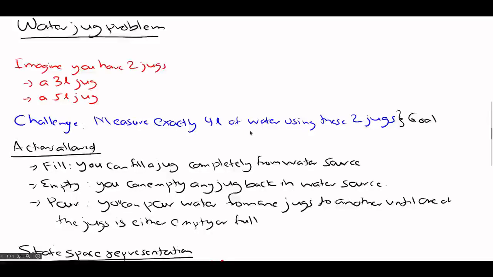We'll break down our problem step by step. First of all, we have two jugs. One jug can hold up to 3 liters and the other jug can hold up to 5 liters. Our goal is to measure exactly 4 liters of water using these two jugs. And the actions we can take are these three actions. We can first fill a jug completely from the water source, or we can empty any jug back into the water source, or we can pour water from one jug to another until one of the jugs is either empty or full.